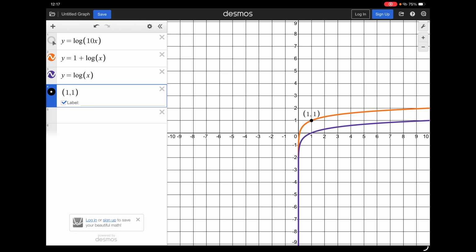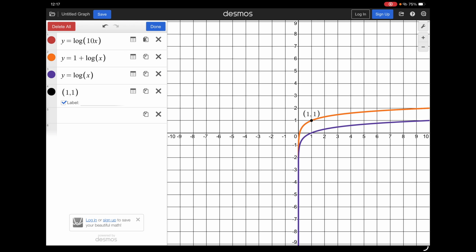Because these two graphs are the same, here's the red one, and here's 1 plus the log of x. By rewriting the common log of 10x as 1 plus the log of x, we get a better idea of what this function is doing. It's resulting in essentially a vertical shift of the original function, the common log of x. It moves this point 1 unit higher, along with all the other points.